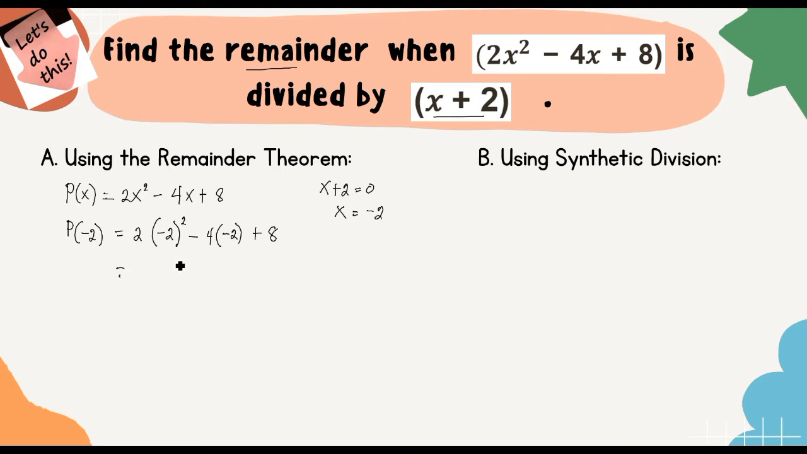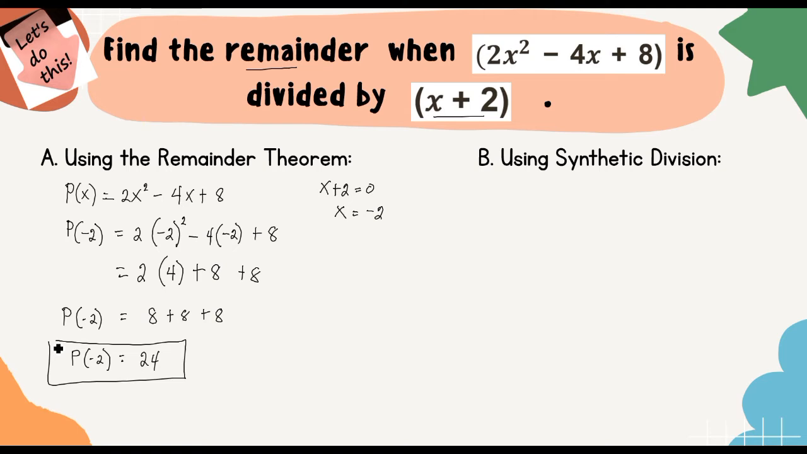Then, i-expand na po natin. Evaluate natin 2 times negative 2 squared, which is 2 times positive 4. Negative times negative will become positive 8. 4 times 2 is 8 plus 8. And then, p of negative 2. So, add na natin or multiply muna. 2 times 4 is 8 plus 8 plus 8. So, p of negative 2 is equal to 8 plus 8 is 16 plus 8 is 24. So, this will be our remainder.